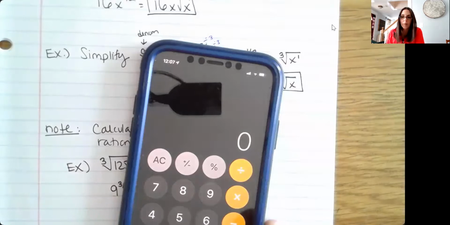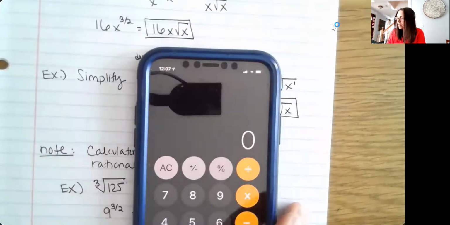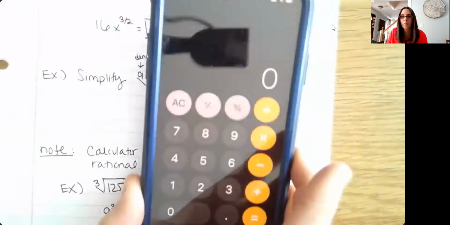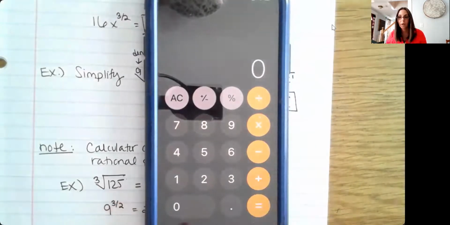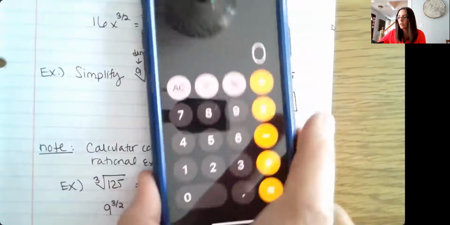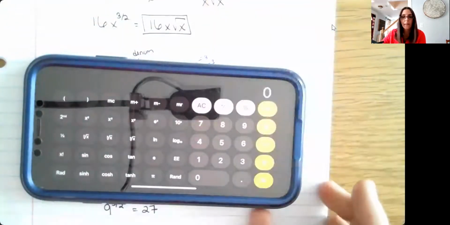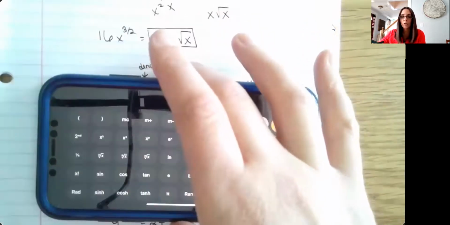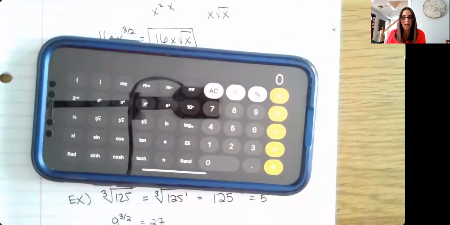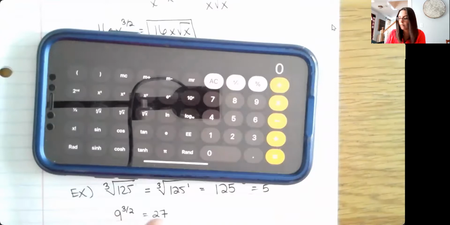I want to show you as well on just a regular calculator. This is the calculator app that came with my iPhone. I know you may not have an iPhone, but hopefully you have a similar calculator anyway. For this one, if you turn it on its side, you will see an expanded calculator open up. This is a little harder to work with, but you can still do it. I'm going to do this bottom example here, 9 to the 3/2 equals 27.